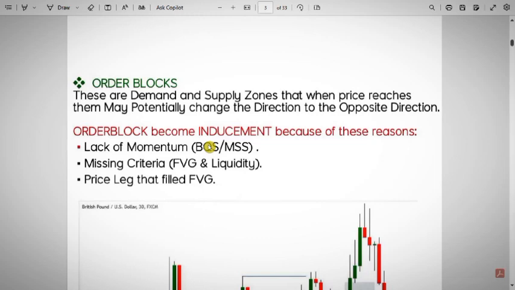So how come an order block that we expect price to bounce from, we expect price to react from it and go in the opposite direction that we desired, why does it become an inducement? Why does it become an area where we expect traps? It's because of three reasons. The first reason is the lack of momentum.